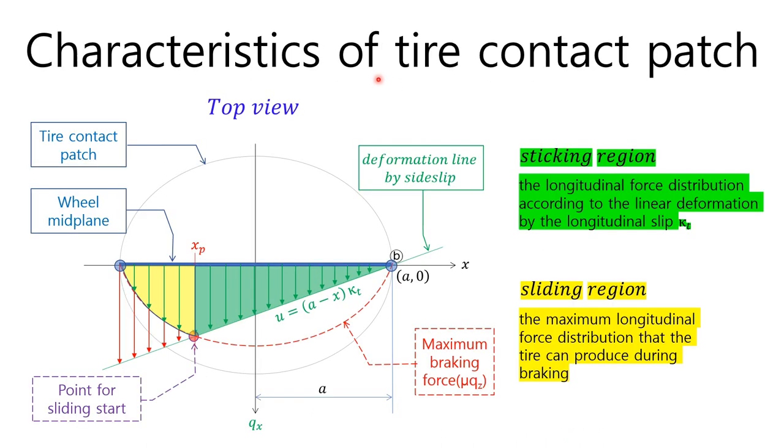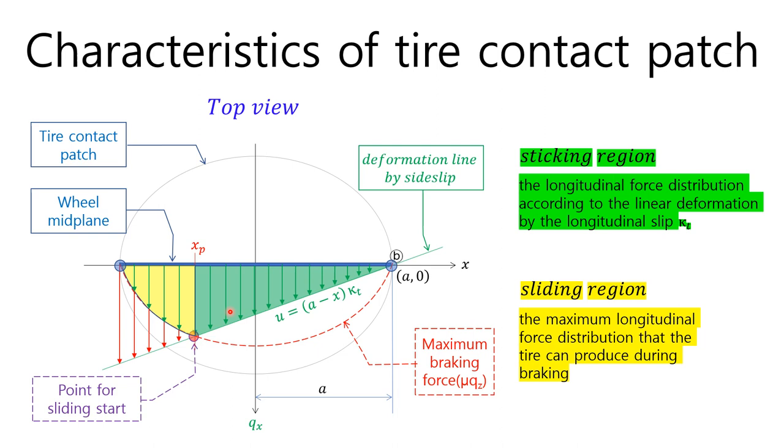Let's look at the characteristics of the tire contact patch. The green straight line represents the distribution of braking force according to the linear deformation caused by longitudinal slip kappa t. And the red dotted parabola represents the maximum braking force distribution that the tire can produce during braking, which is equal to the value obtained by multiplying the tire normal force distribution Qz by the friction coefficient mu.